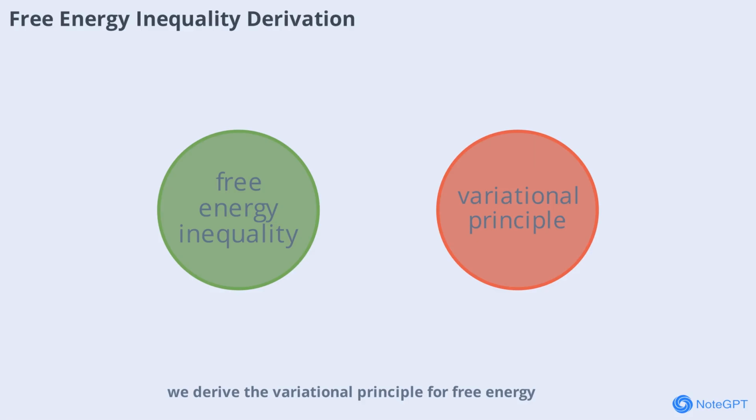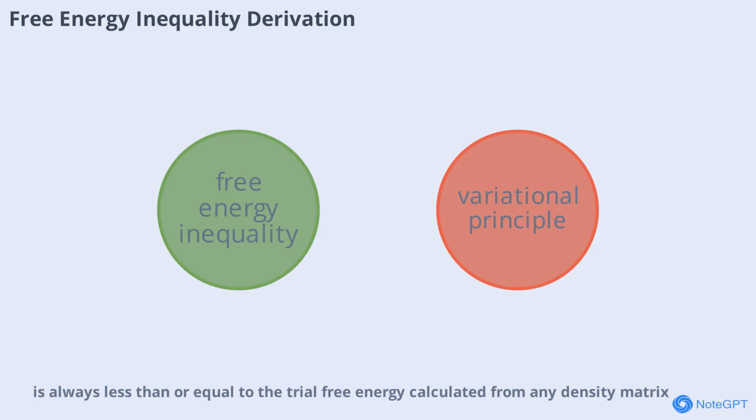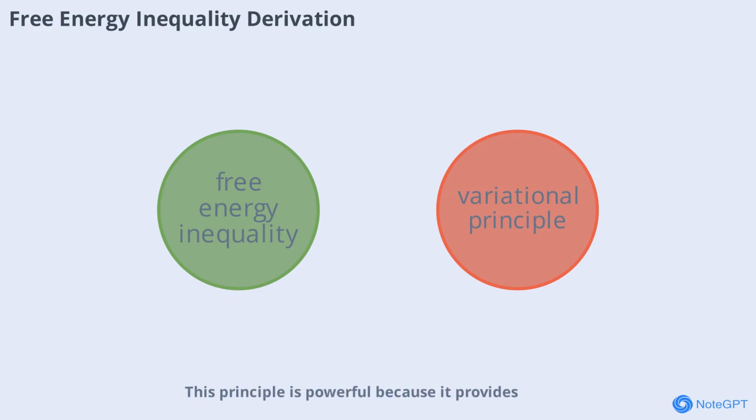The inequality F is less than or equal to Tr(ρH) plus T Tr(ρ ln ρ) shows that the actual free energy is always less than or equal to the trial free energy calculated from any density matrix. This principle is powerful because it provides a method to estimate the minimum free energy, which is a key factor in determining the stability and equilibrium of physical systems.